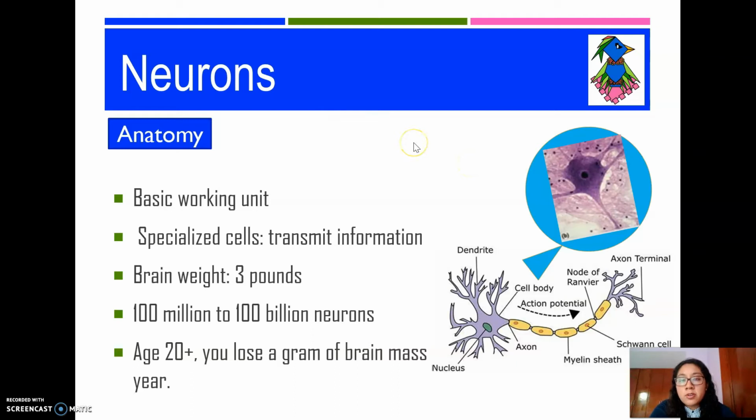Well, the neurons, first of all, are the basic working unit of the brain. They are specialized cells that transmit information. They are approximately 1 billion, and this is really important. At the age of 20, you start losing a gram of brain mass per year. So the anatomy of the neuron consists of dendrites, nucleus because it's a cell. Of course, we have an axon and an axon terminal. This axon terminal will help the cell to transmit information to another cell.